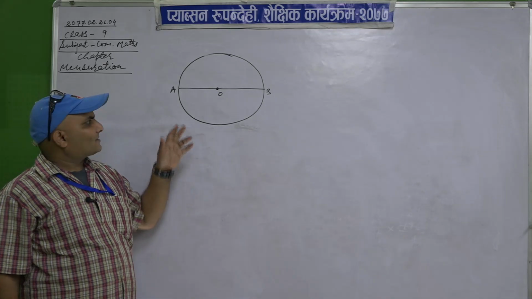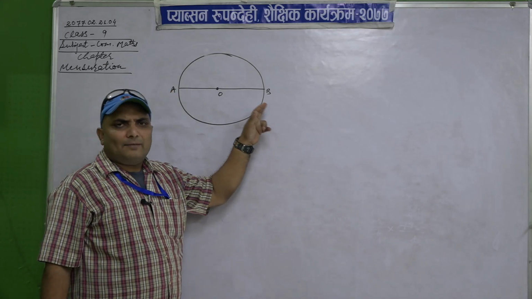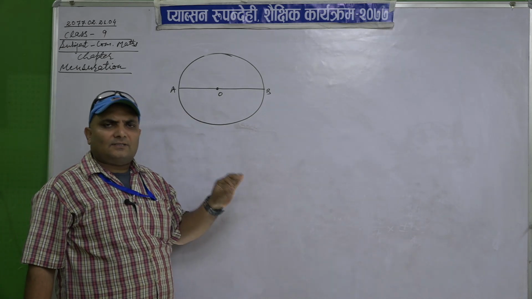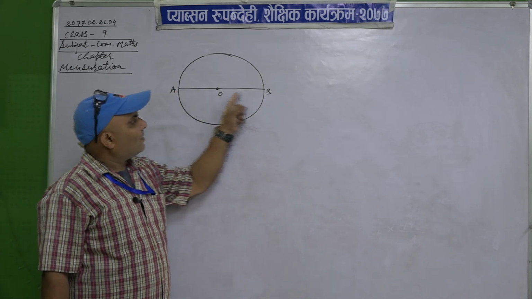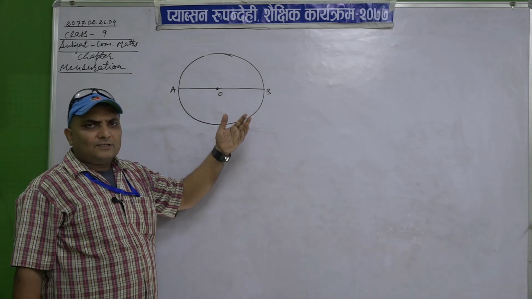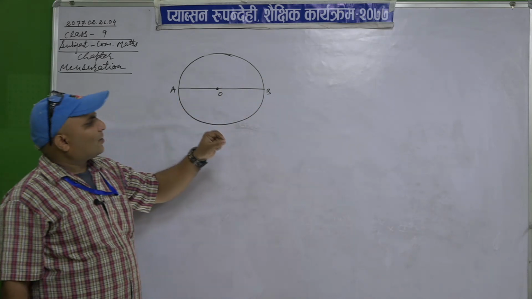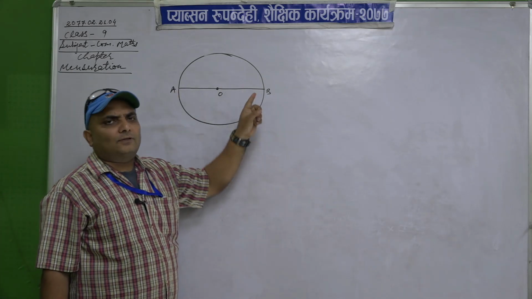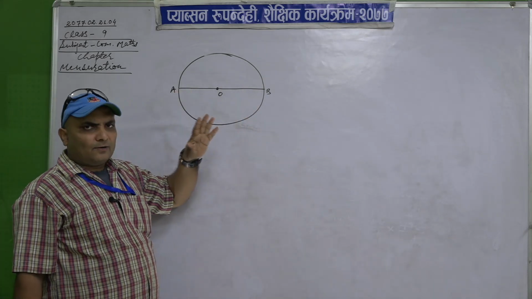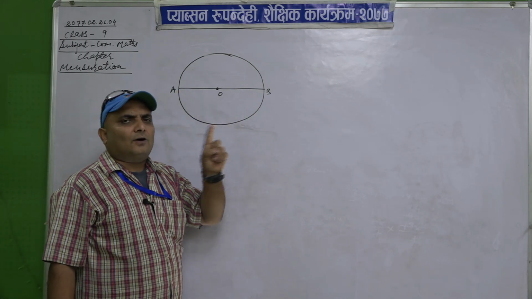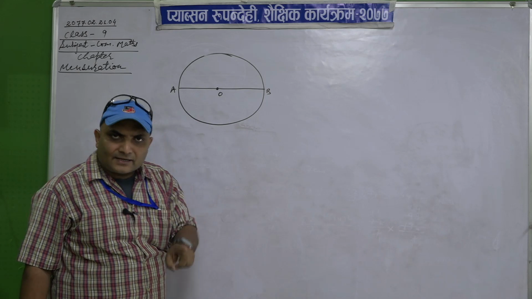We have already discussed why it is called a diameter. A chord which passes through the center of the circle is a diameter. What is a chord? You will study it in geometry. Simply, a chord is the distance between 2 points on the circumference. Again, what is a chord? A chord is the distance between 2 points on the circumference. This is the definition of chord.